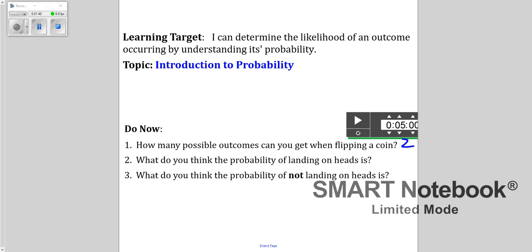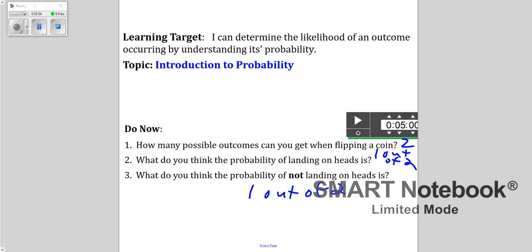Well, one of the sides is heads. There are two total sides. So 1 out of 2. And you can tell how sloppy this is because of how I'm doing this. I'm doing it on the computer, so we're just going to have to deal with it. What do you think the probability of not landing on heads is? Well, not landing on heads, there's one side of the coin that is not heads, and 2 total. So again, 1 out of 2.